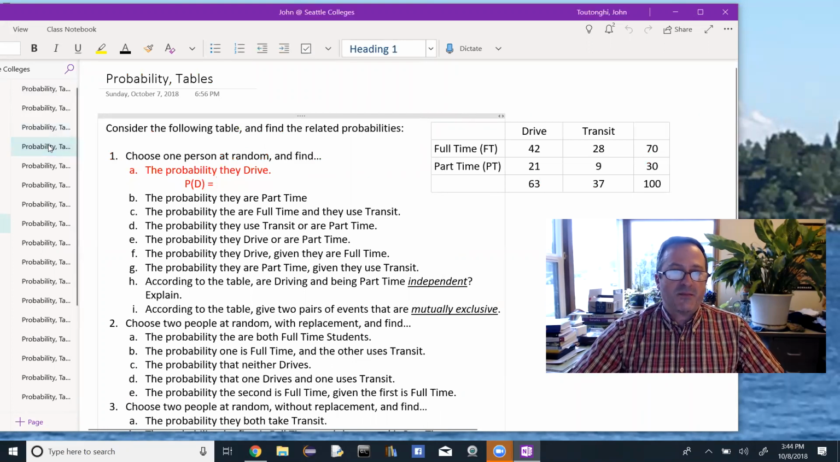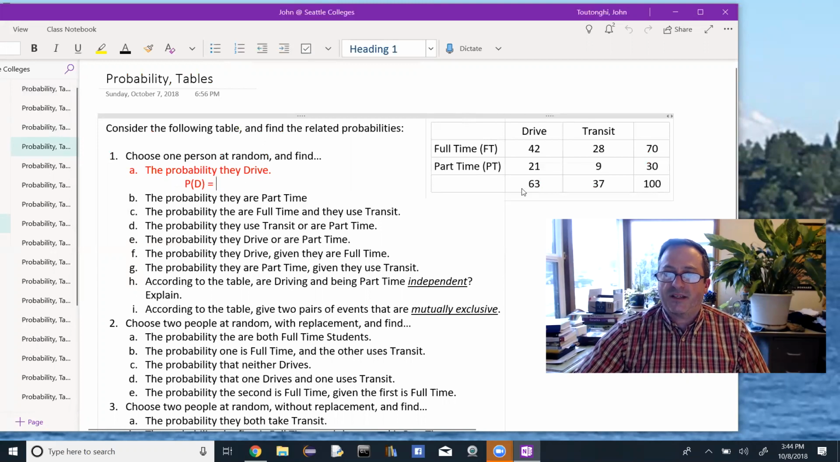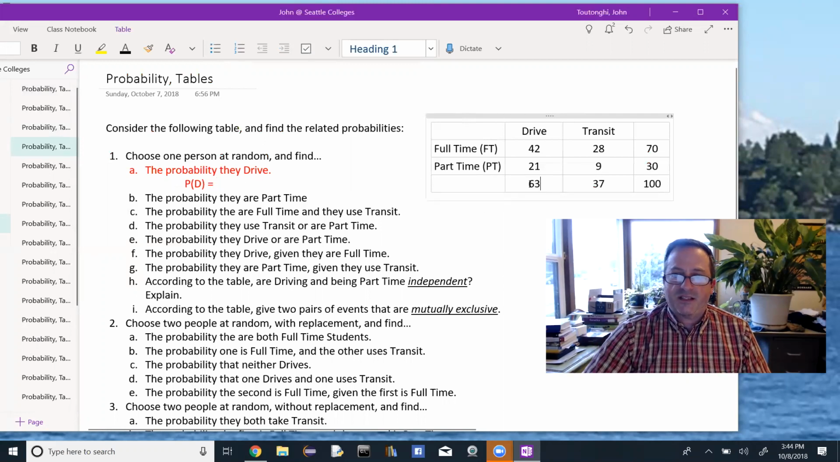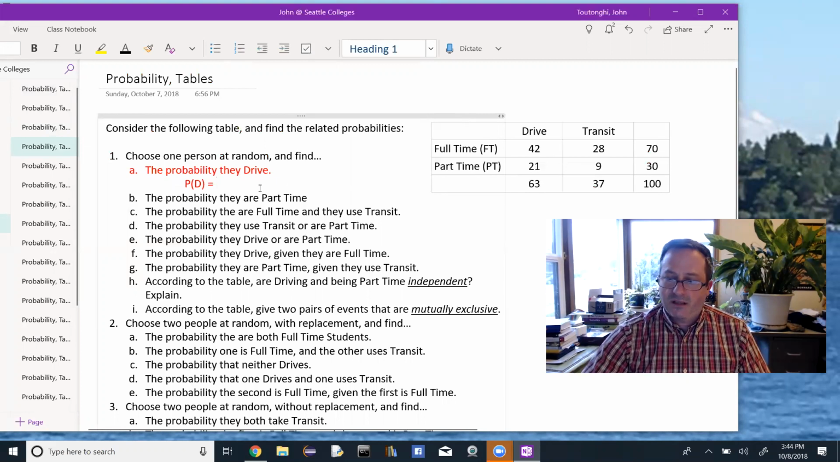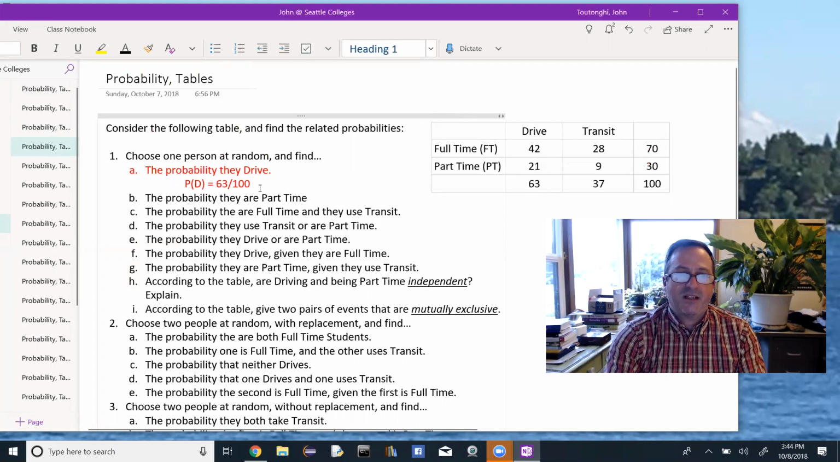So choosing one person at random, find the probability that they drive. So the probability that they drive in choosing one person, we look over at the table. At random, we could get any one of these 63 people out of the total number of people, 100. So that probability is 63 out of 100, or 0.63.